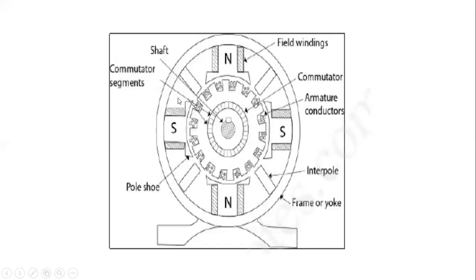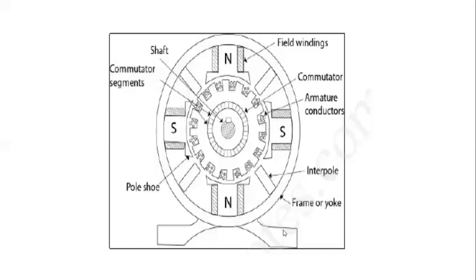This is the four-pole construction. Two north poles and two south poles are there. This is the four-pole construction machine. These are the various constructional parts.